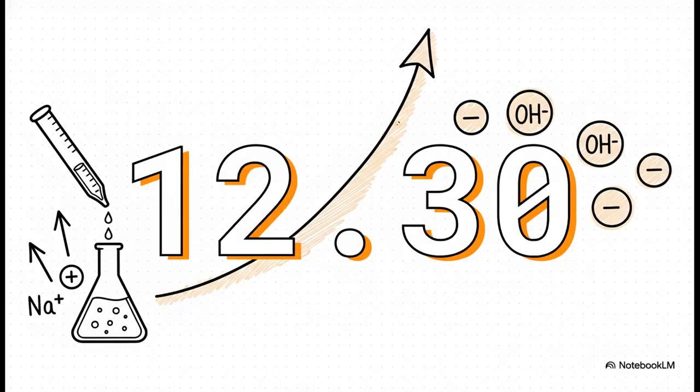So what happens if we just keep adding base past that equivalence point? Well, now there's no acid left to fight back. Any extra base we add just builds up, and the solution becomes strongly basic, like really fast. The pH just skyrockets all the way up to 12.30.